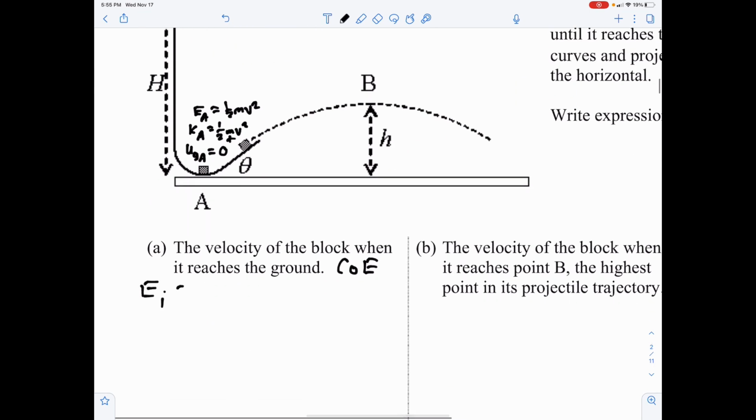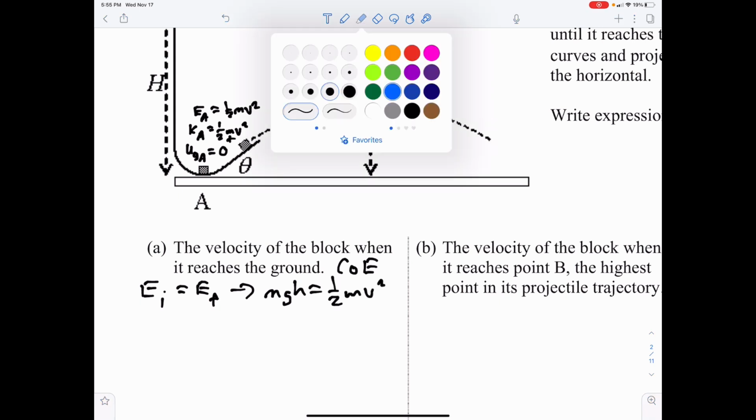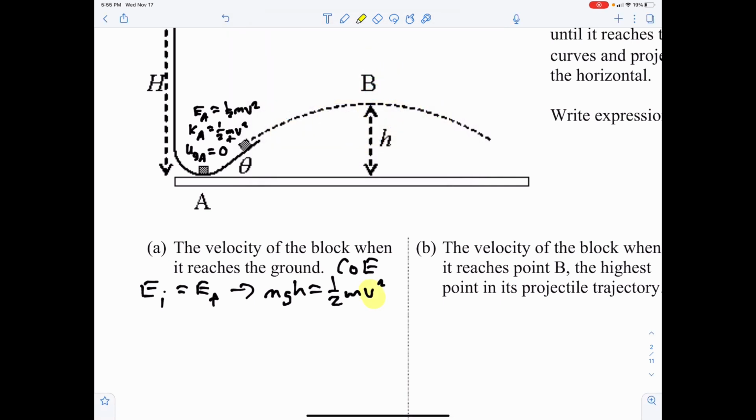So the conservation of energy equation is total energy initial equals total energy final, or mgh equals 1/2 mv squared. Now we have to solve this equation for v. In order to do that, we have to multiply by 2, divide by mass, and then take the square root. And we get the square root of 2 times g times h.